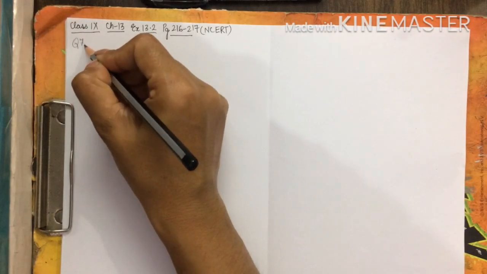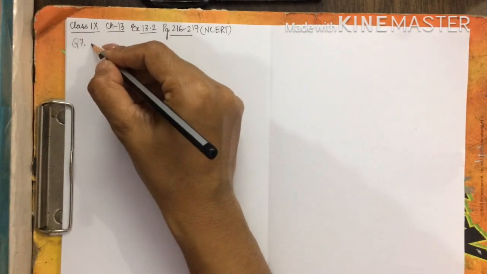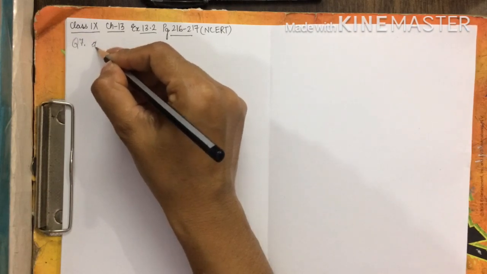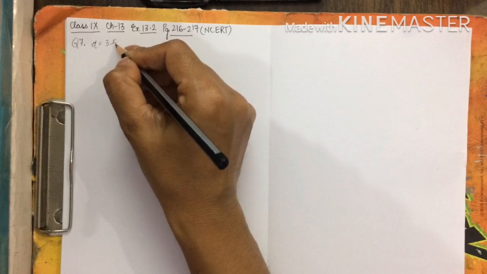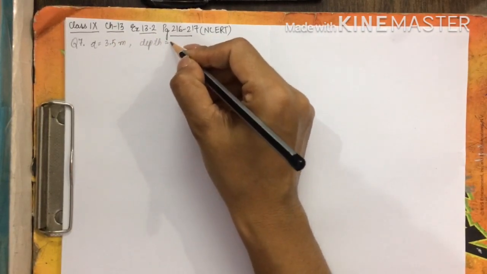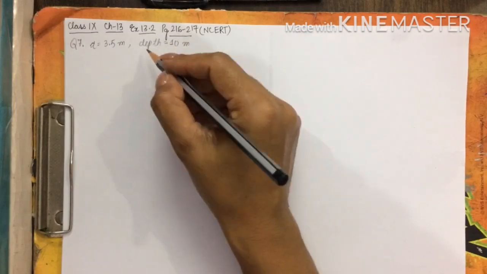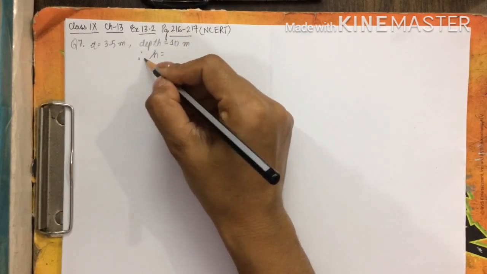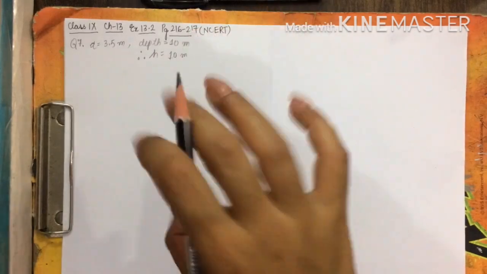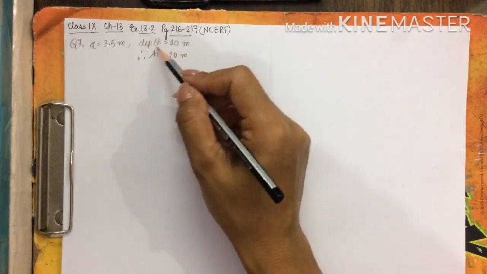Question number 7th. Whatever we have been given, I'm just writing it down. We've been given that the diameter is 3.5 meters and the depth is 10 meters. So the depth actually will be the height, which is below the ground level. So the height below the ground level is referred to as the depth.